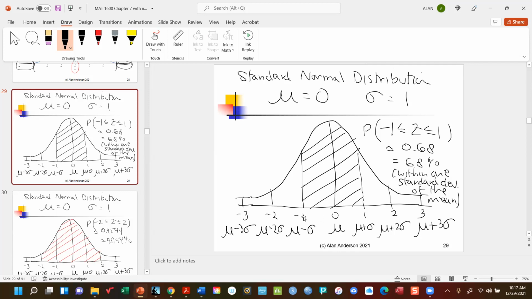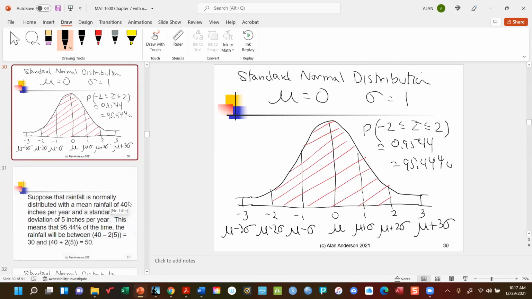Now we'll double check this with the tables as we go along. But it turns out that based on the shape of this curve, the area within 1 standard deviation of the mean accounts for about 2/3 or 68% of the entire distribution. If we stretch that out to 2 standard deviations, that will cover about 95.44% of the cases.